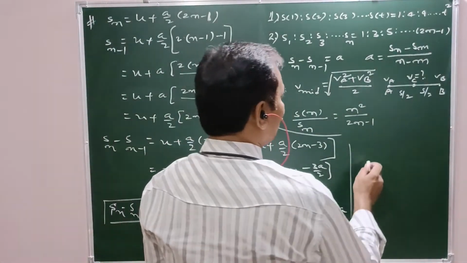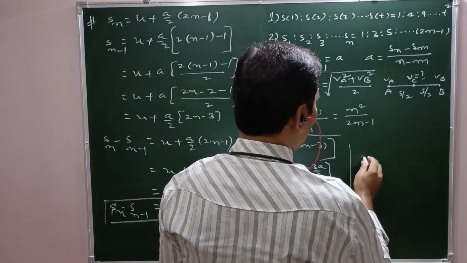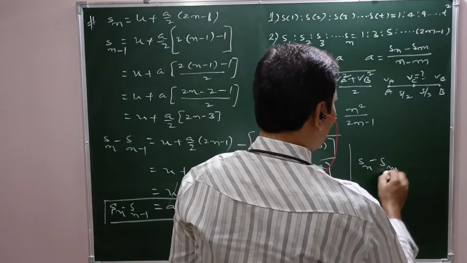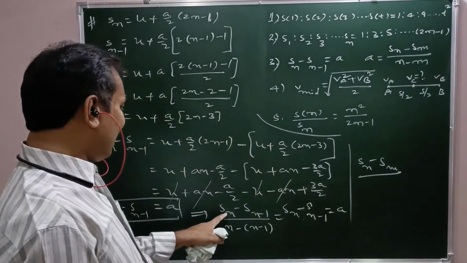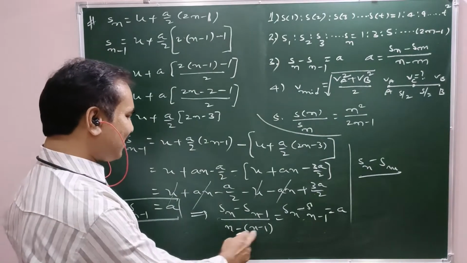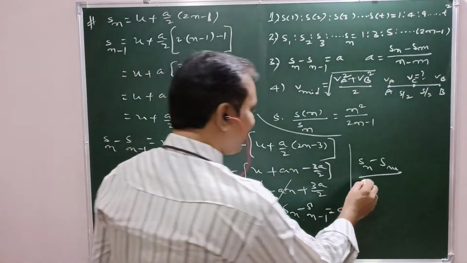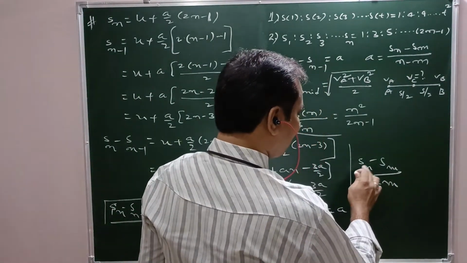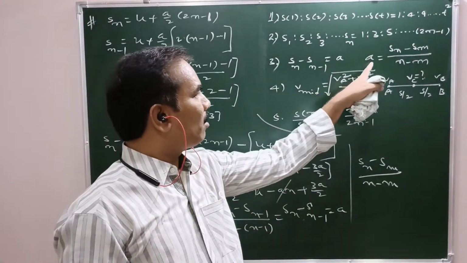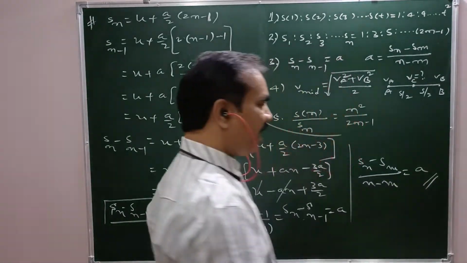Similarly, suppose we have the distance covered in nth second minus the distance covered in mth second, divided by, in the same order, n minus m in the denominator. Sn minus Sm by n minus m, which is equal to acceleration.